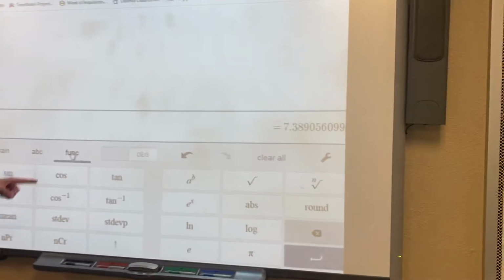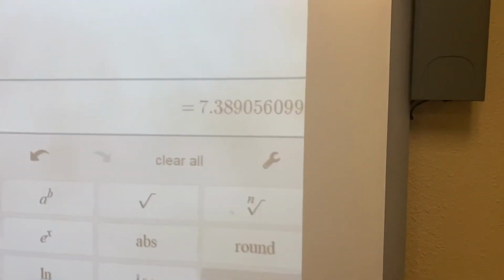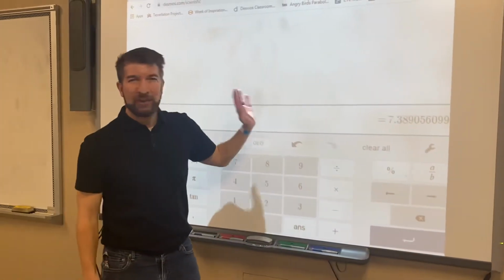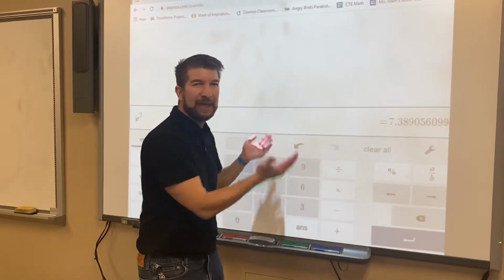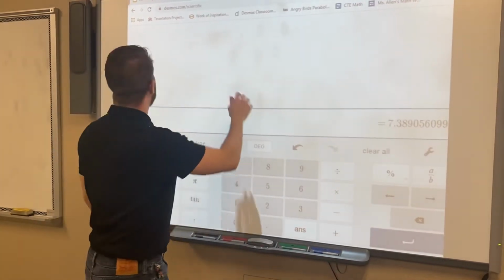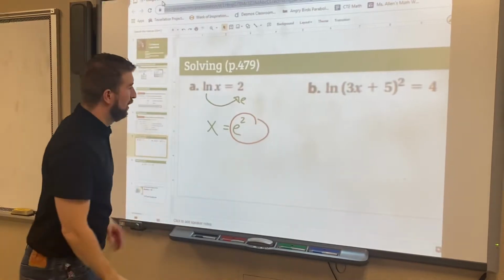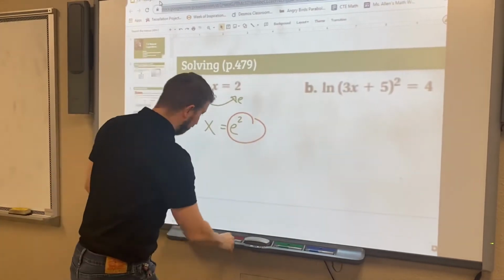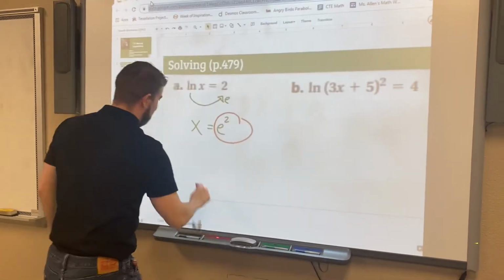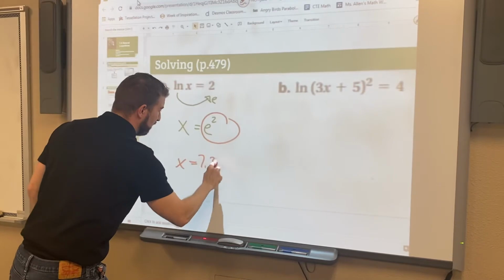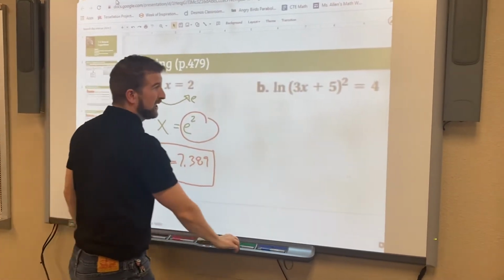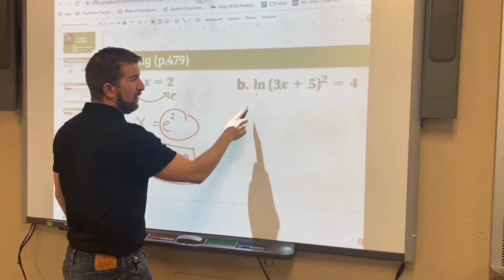Remember, function tab is where you find the e. And then you just punch in the numbers. And so my answer would be 7.389 and all those numbers. And MathXL will have you round to the nearest 10th or 100th, I'm not exactly sure. But that would be that answer. I think it was 7.389. So we'll just say x equals 7.389. All right, so now looking at this example, we have the ln, we need to move that first.